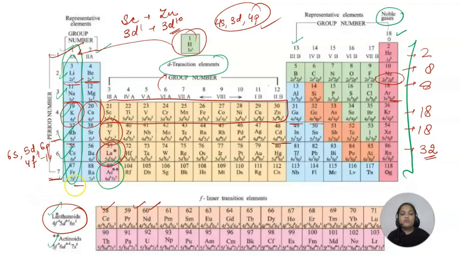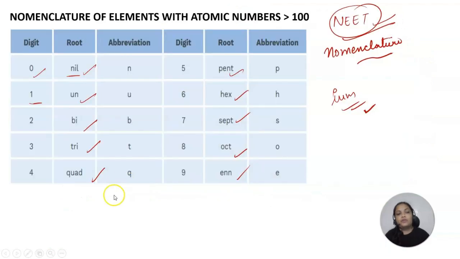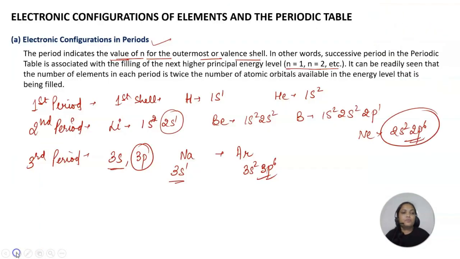In the seventh period you will have 7s, 7p, 6d, and in addition to 6d, 5f will also be filled, from thorium up to lawrencium. This is also your inner transition series: lanthanides, and this one is called actinoids, starting from actinium. All right, so this is about the electronic configuration in periods.